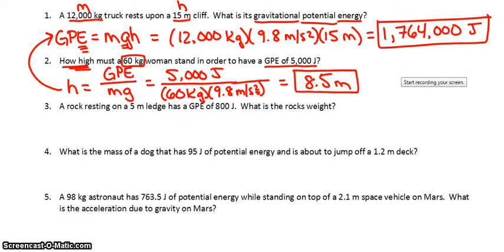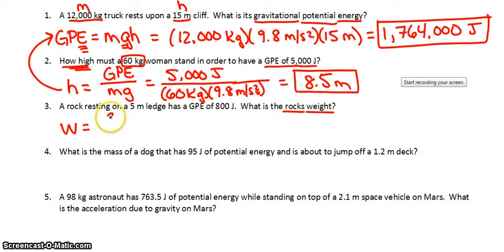All right, let's look at number 3. A rock resting on a 5-meter ledge has a GPE of 800 joules. What is the rock's weight? We are solving for the weight of the rock. So go back and look at your formula sheet. If you look under gravitational potential energy, on the right-hand side of the data table, it says, if the information provides the weight or asks you to find the weight, use one of the following formulas.